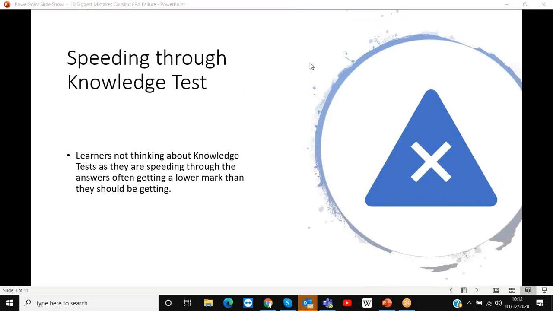Answering quickly isn't a problem. It's the reading through the question where a lot of the problems start to happen. So long as the learners take their time and read through the questions thoroughly, that mitigates a lot of the mistakes that stereotypically tend to happen when someone's speeding through something such as the knowledge test. Yeah, that's a good point, Matt. Okay, I'll just move on to the next slide.